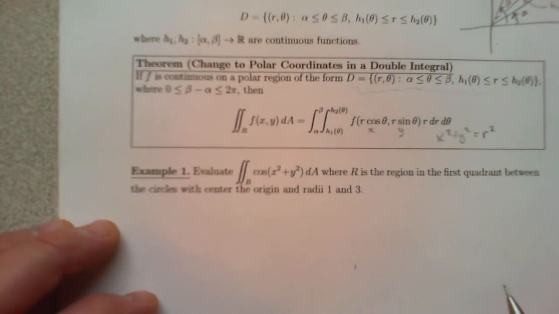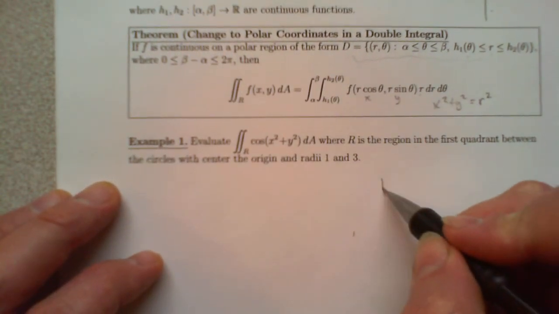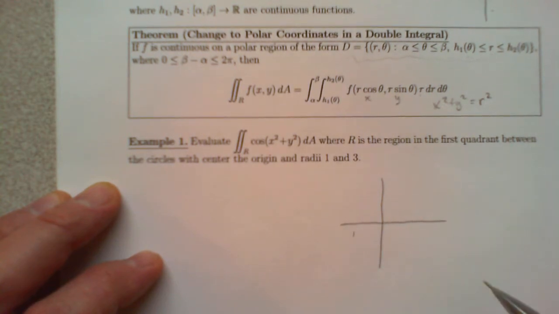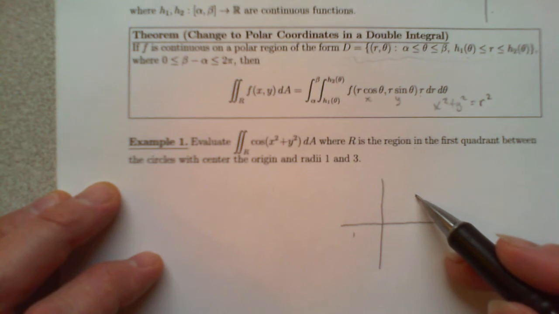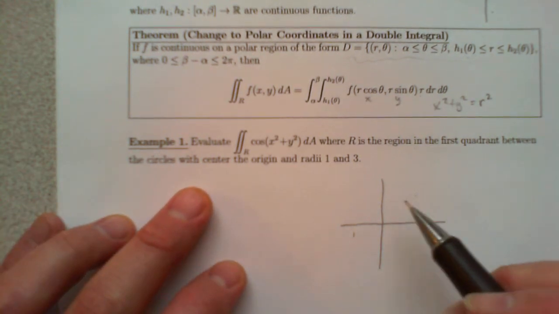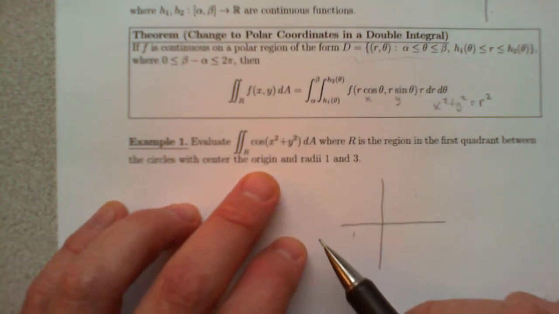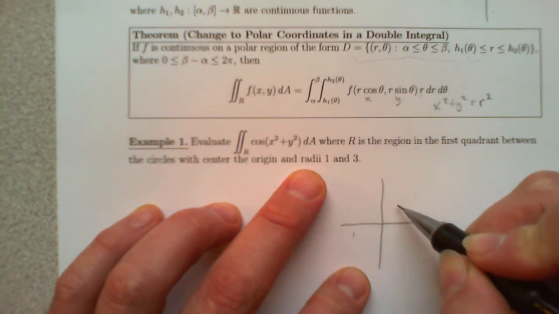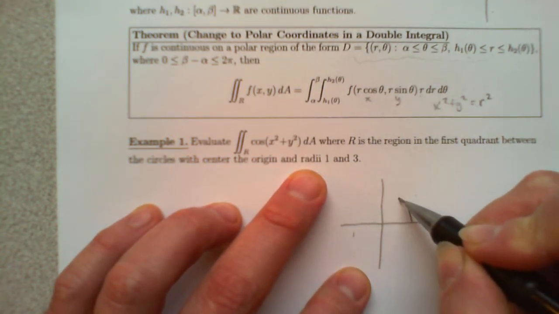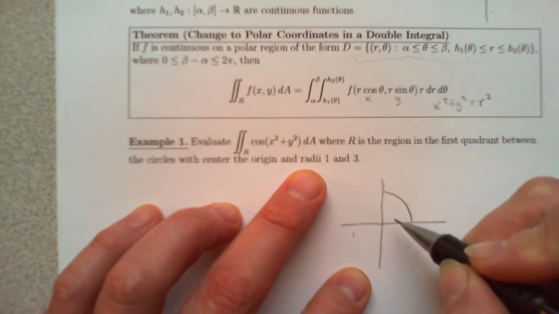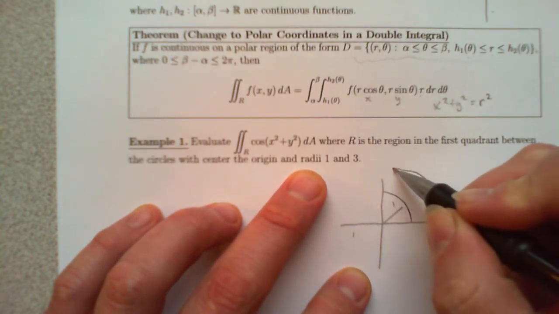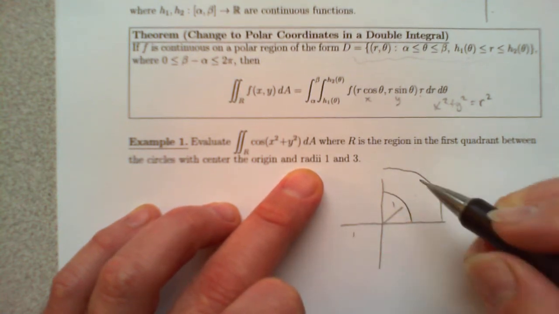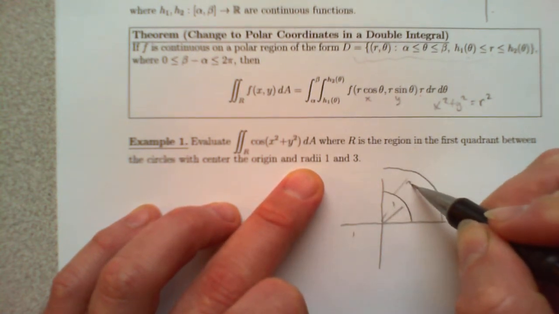So first, try to draw the domain and figure out what they are talking about. What do I have to integrate this over? So R is the region in the first quadrant with circles with center at the origin and radii 1 and 3. So there'd be a circle here, radius 1, and another circle, a bigger one, and it would continue around. That one has radius 3.